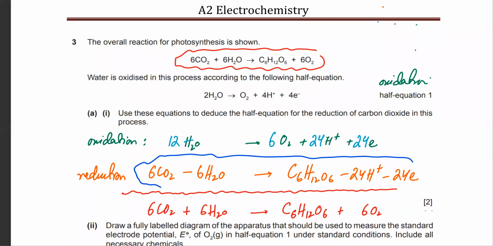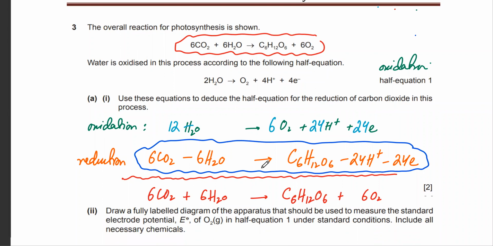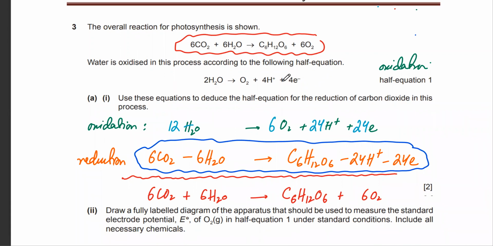Why? Because in equations, you don't really have minus signs. All equations are like math equations. There's plus 4 electrons on this side. If I take the 4 electrons to the other side, it's basically minus 4 electrons. So equations are like math equations, you can switch them around. Normally in chemistry equations, you don't have minus signs.